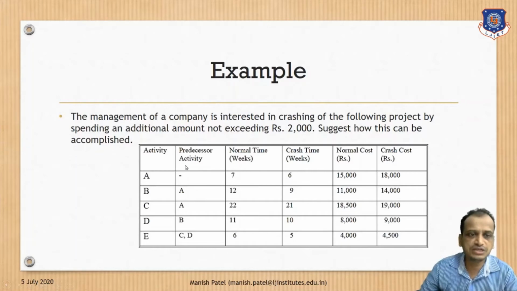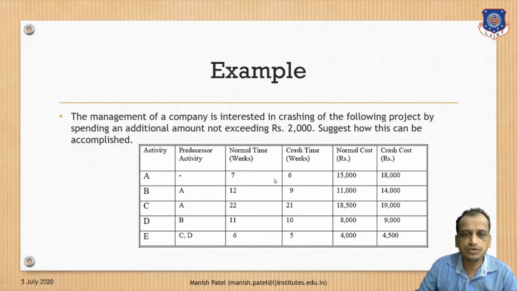What is the information given here? The activity is given. The predecessor activity, meaning the activity before this activity, is given. The normal week time is given: activity A takes 7 weeks, B takes 12 weeks. The crash time is given. What do you mean by crash time here? If activity A is taking 7 weeks, and we reduce the time, it can take 6 weeks. Activity A can also be completed in 6 weeks, but the company is going to pay an extra 3000 rupees if they reduce the time from 7 to 6. Normally this activity A takes 15,000 rupees.